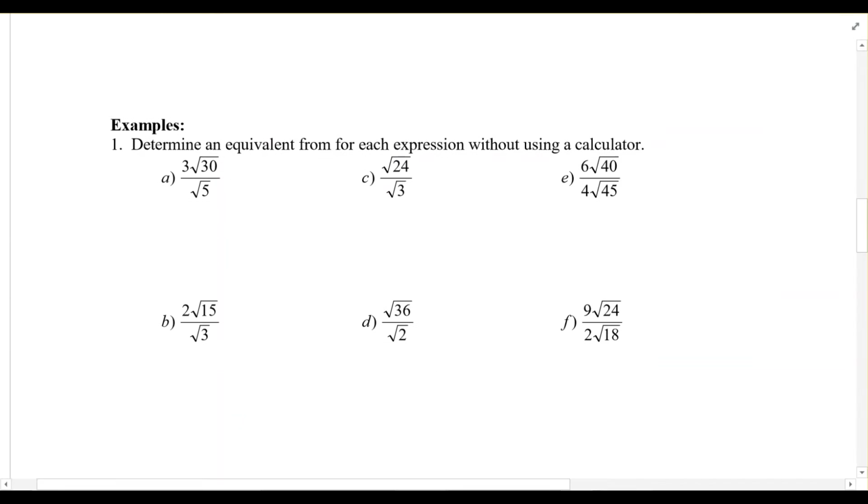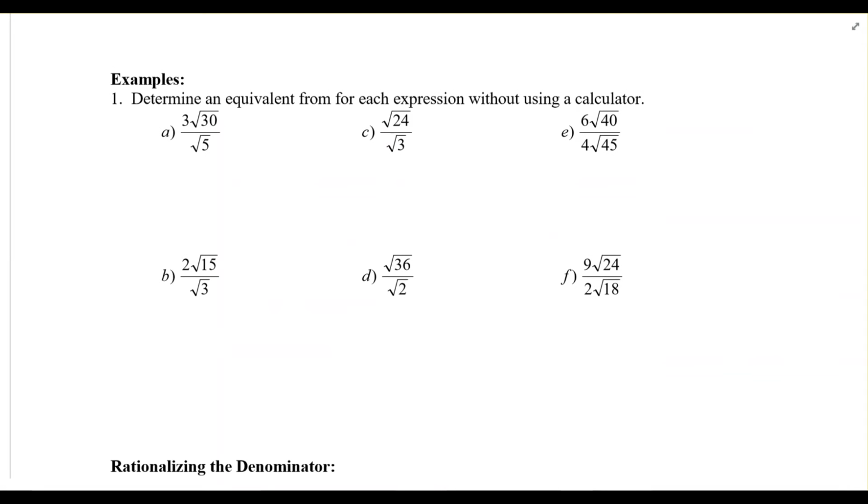So looking at some examples here, it says determine an equivalent form for each expression without using a calculator. So really all we have going on here is that you're able to divide the numbers. So imagine there's like a 1 on the bottom here, right? You can't really see it though. You can divide the numbers and you can divide the radicals, and that's it. So really, when I was going to simplify this, this would just be, well, 3 divided by the 1 on the bottom, just doesn't do anything, right? It's still a 3. And then 30 divided by 5, just square root 6. And that's it. That's all that's to it.